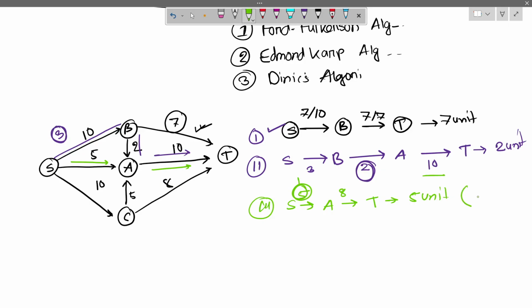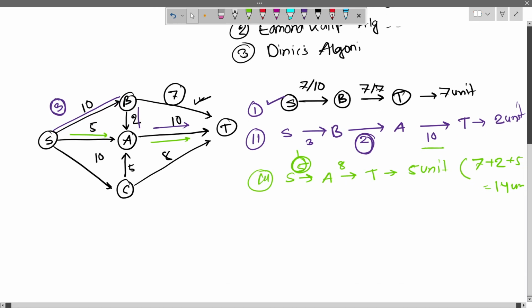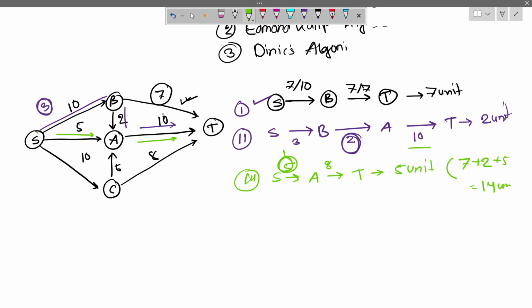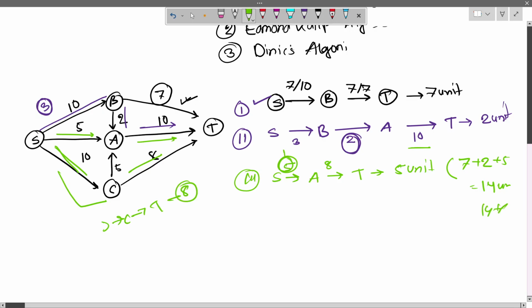So till now our total is 7 plus 2 plus 5, which is 14 units, and we have to do this again and again until we reach all the limits and have satisfied all the constraints. After that we can flow from here to here, that will be 8. From S to C, so S to C to T, we can flow 8 units, then it will be 14 plus 8, that's equal to 22 units.